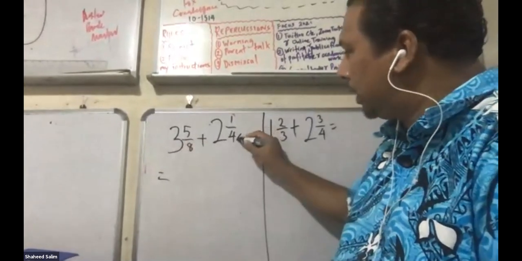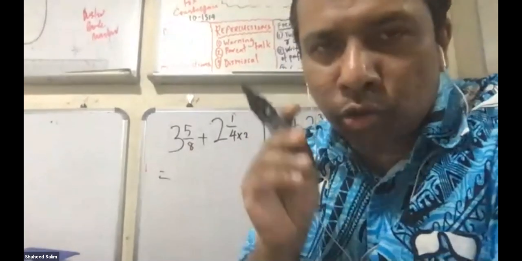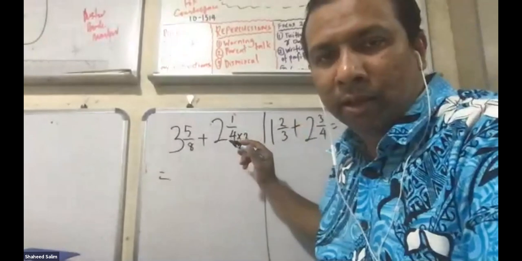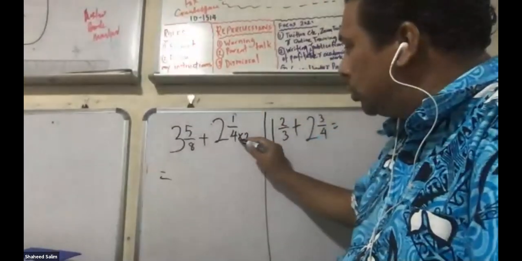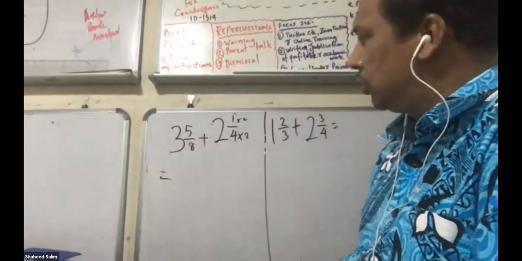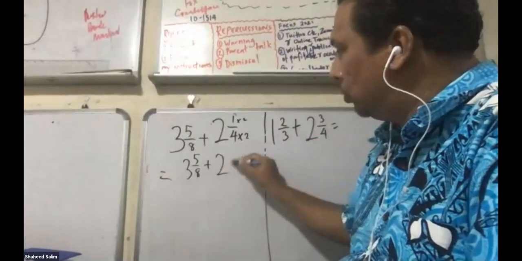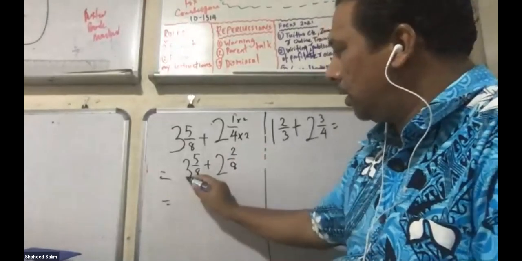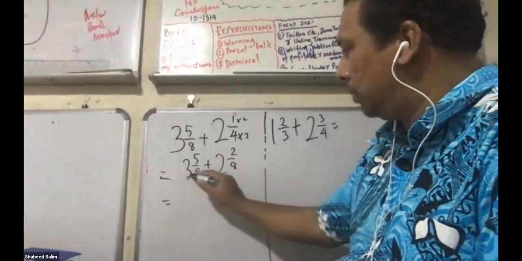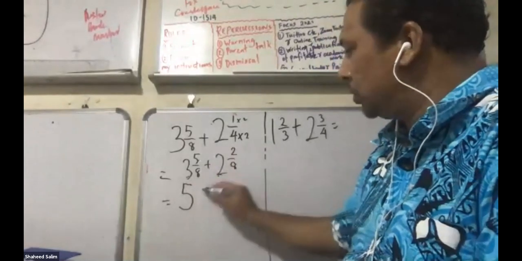Or down here, we can make it the same denominator. If you plus and minus, you must change the denominator. But if you times and divide, you don't need to. So in this case, you need to change. So you get 3 and 5 over 8 plus 2 and 2 over 8. And then whole number plus whole number, 3 plus 2 is 5. Fraction plus fraction, 5 plus 2 is 7.